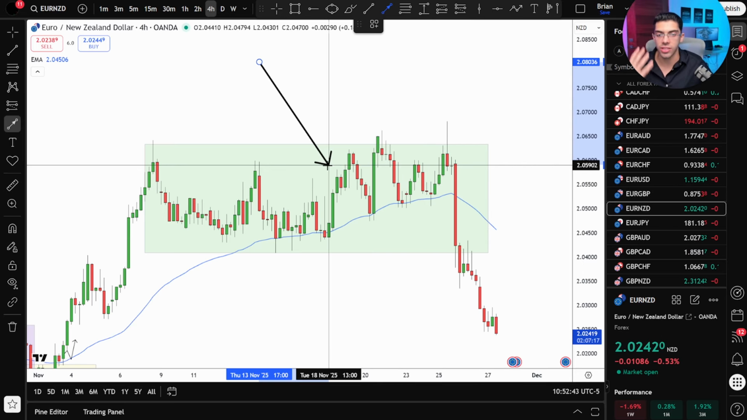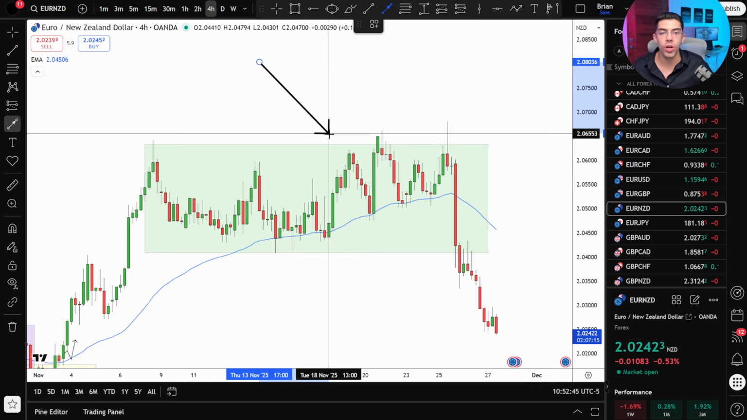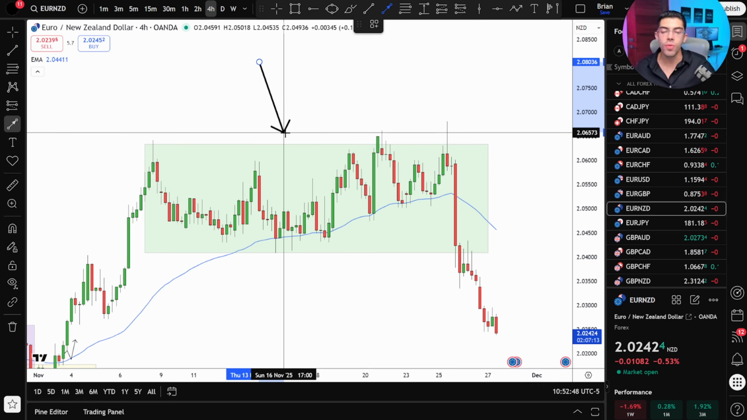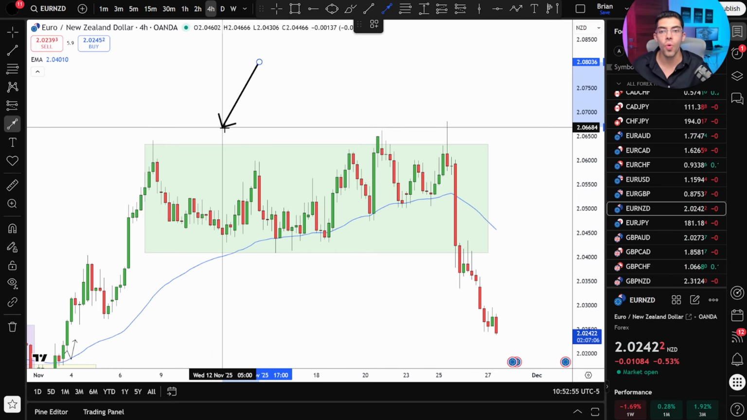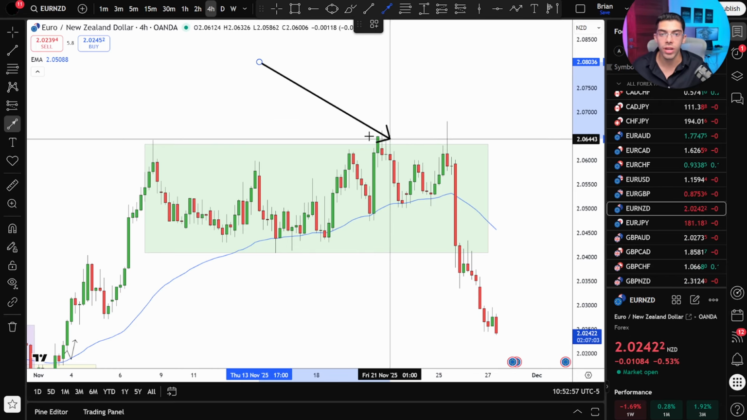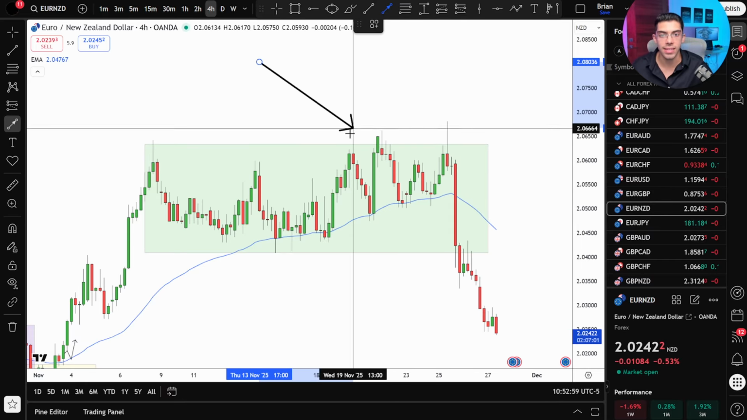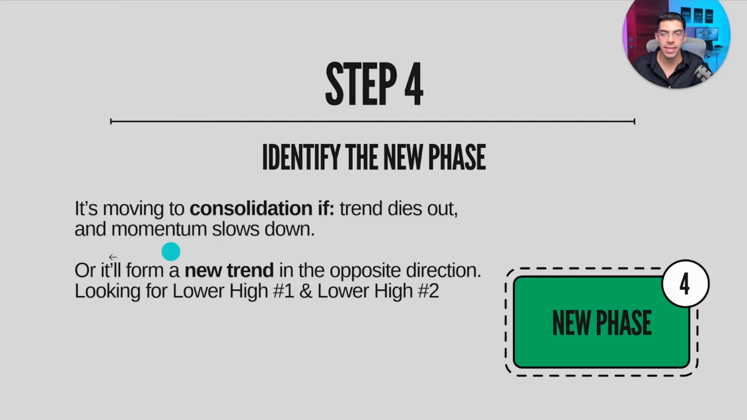And this is a simple ranging market that we're going to avoid, right? We always want to ride the wave. That's my strategy, right? We're always trading with the trend. So if we identify correctly, then we're going to avoid taking losses inside of a range. You want to identify it, right?